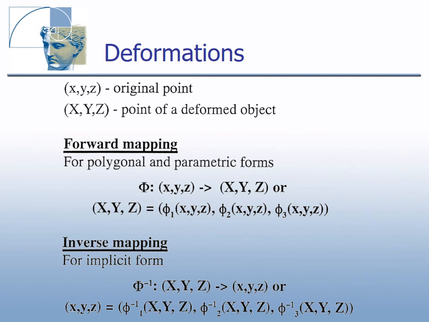The above transformations can be called linear because only linear functions are applied to the point coordinates. The next group is nonlinear deformations. Note that two different types of transformations are applied to a point depending on the object model. Forward transformations are used for vertices, polylines, parametric curves and surfaces. Inverse transformations are used for implicit curves, surfaces and solids.